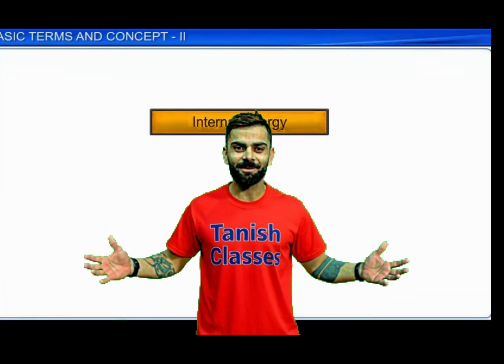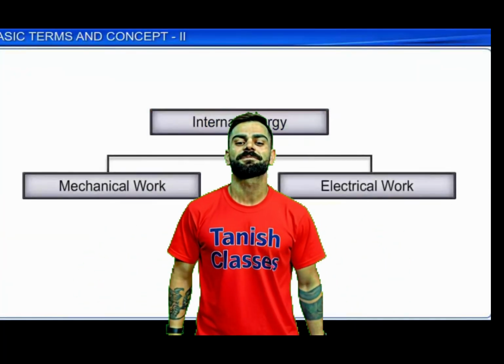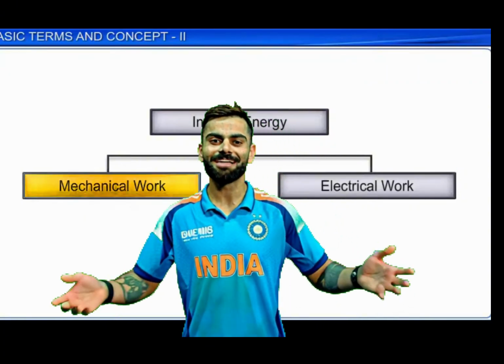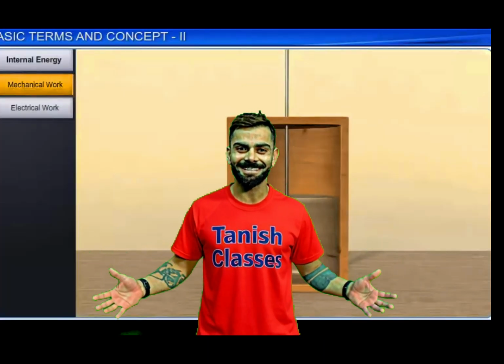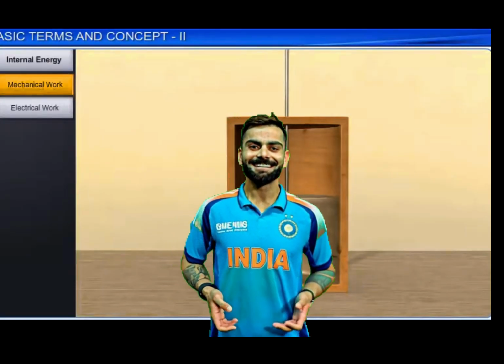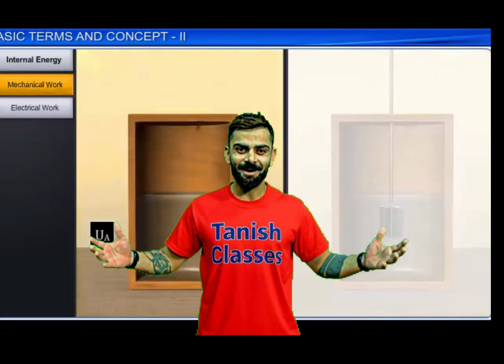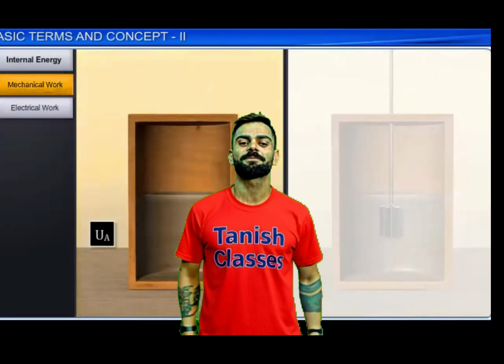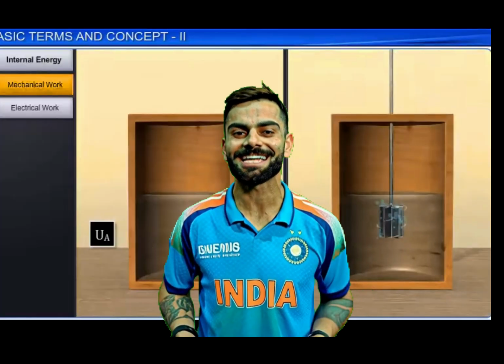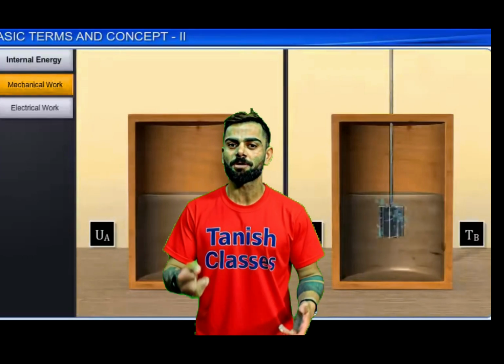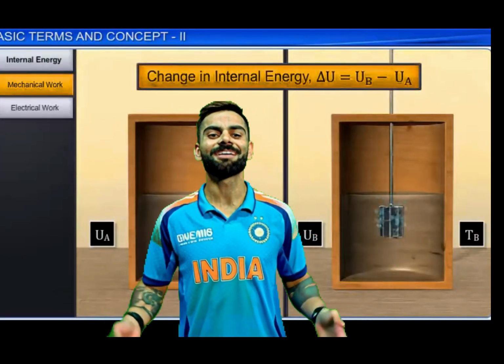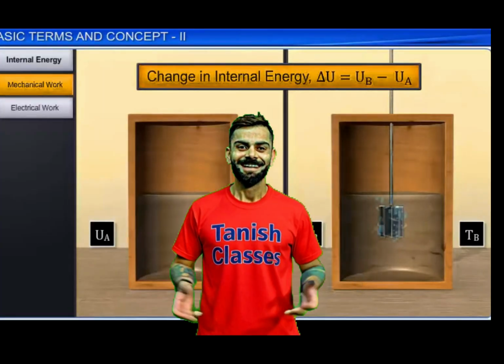We can bring a change in internal energy in a system by two ways. In the first method, internal energy can be increased by doing some mechanical work, for example, by churning the water. Let UA be the initial internal energy of the system at temperature TA. After churning, internal energy changes to UB as temperature increases to TB. Thus, the change in internal energy is given by delta U is equal to UB minus UA.